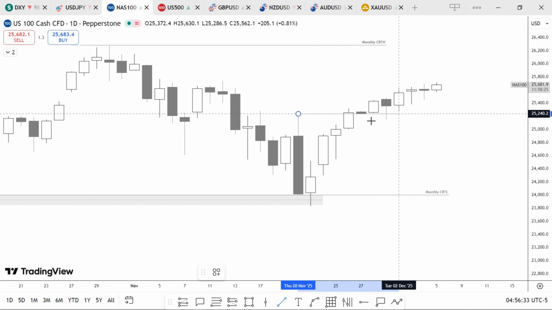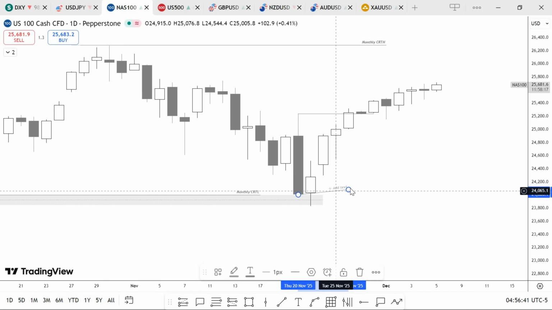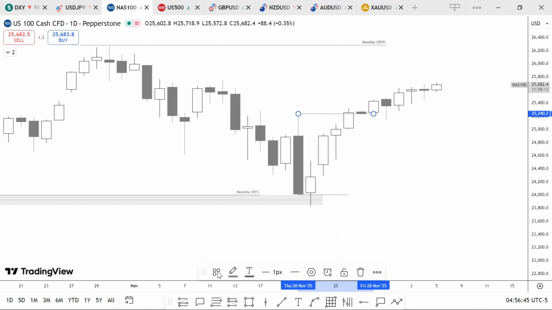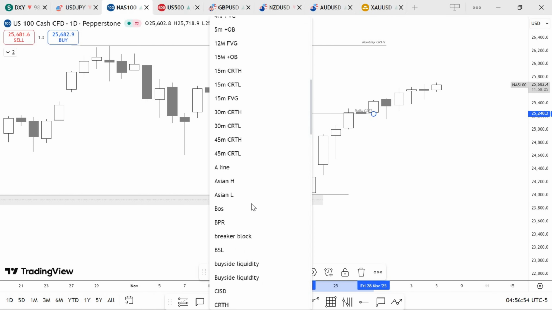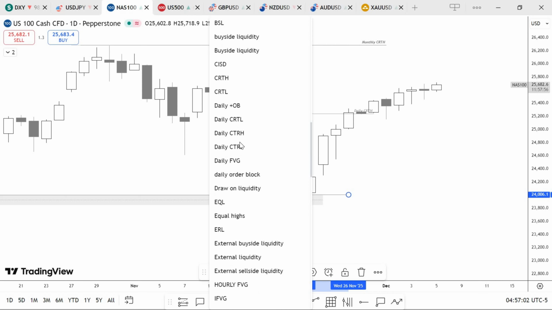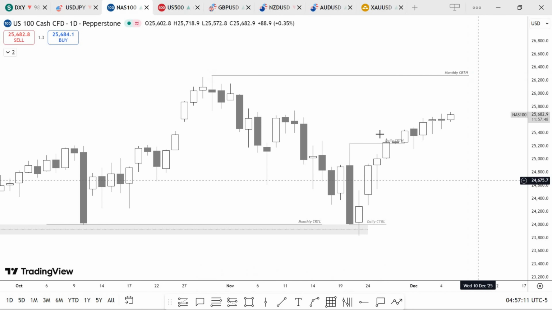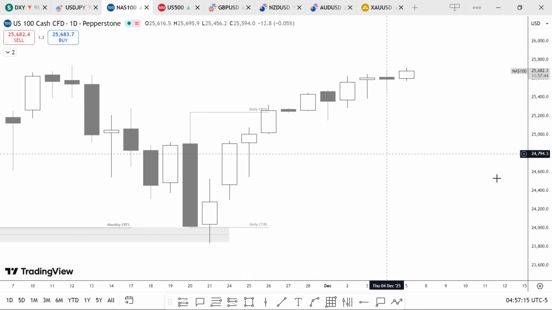In the daily time frame, we can see that there's a daily CRT. Guys, I told you we only trade CRT, nothing else. CRT and ICT. CRT is our confirmation always. So there is a daily CRT which we kind of missed. As I told you, we were backtesting, but we are also forecasting.